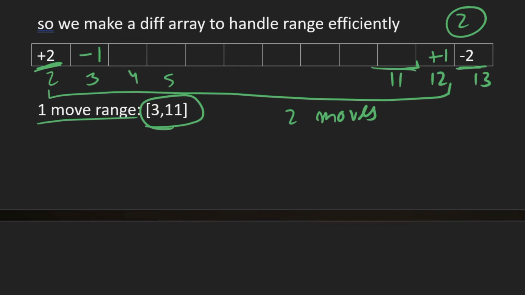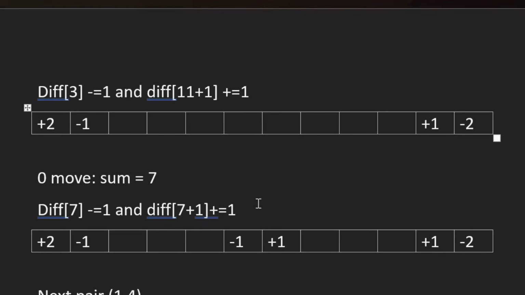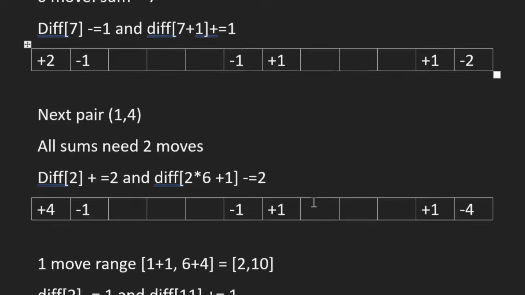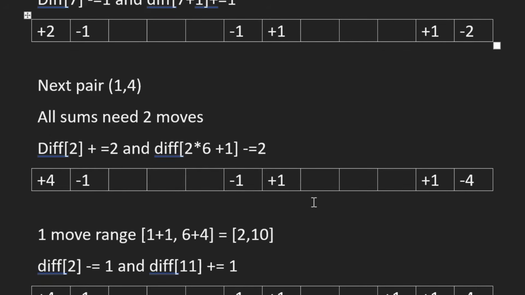And then the third one is the zero move. The zero move element is 2 plus 5, that is 7. So at 7 we have to again reduce the cost by minus 1, and only for 7 we have to reduce the cost, so we again have to put plus 1 at 8, right? We have to put plus 1 at 8. So see, this is our array after processing the first pair.